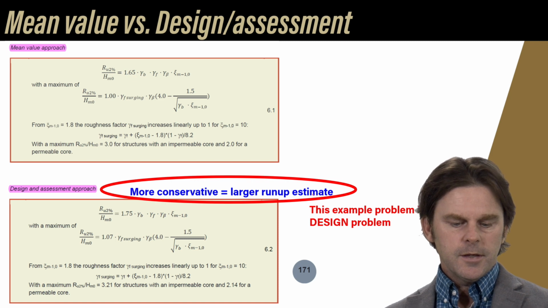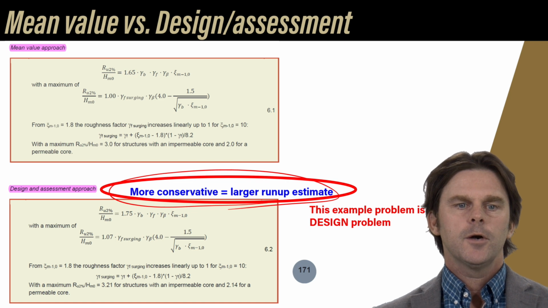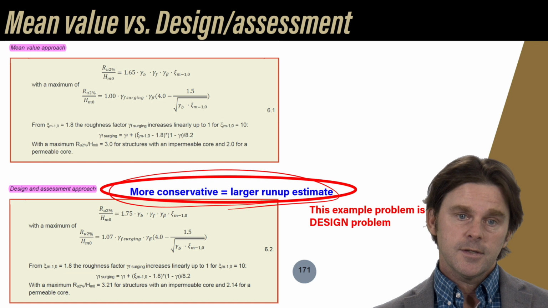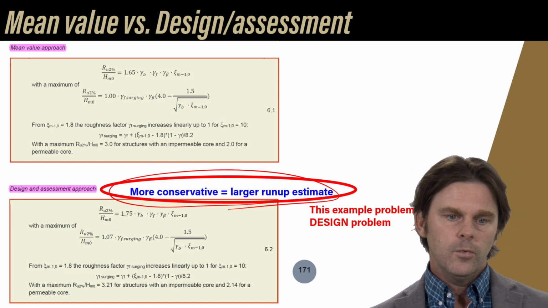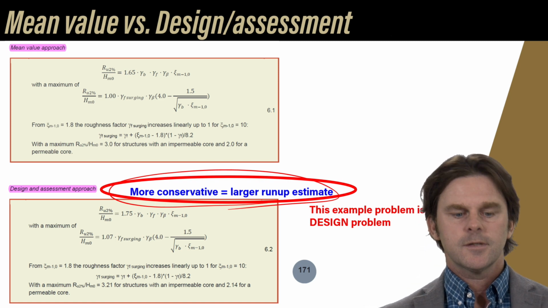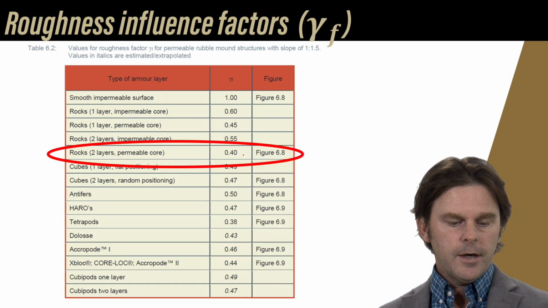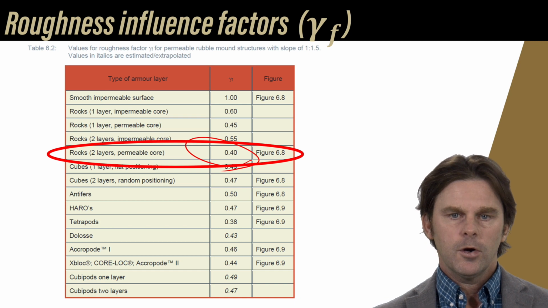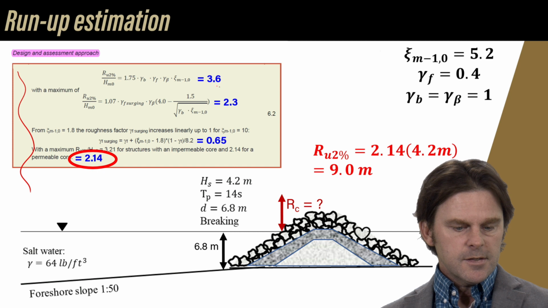In terms of formulas, Eurotop always gives you two different options. One is the mean value approach and one is design and assessment. Design and assessment is when you're doing design and assessment. It's more conservative. It will lead to a larger value of run-up. If you are designing, you want to be on the conservative side. Better to overestimate than underestimate for something like run-up in the freeboard. So we need our reduction factor. We have a gamma sub f of 0.4 for 2 layers permeable core. And we just go through the formula box and calculate these different lines.